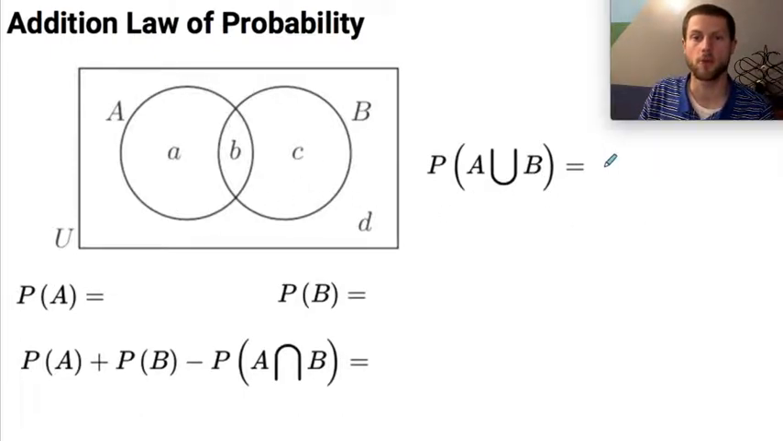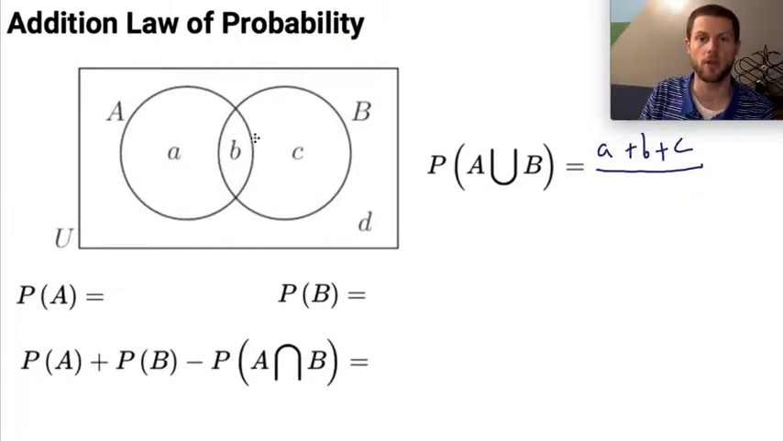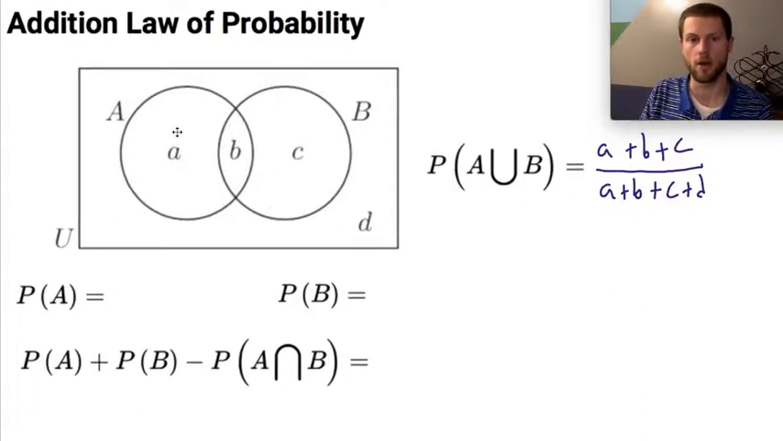So the favorable results will be A plus B plus C. All of these items are within the union of those two sets, and we'll divide by the entire sample space, which is A plus B plus C plus D. That represents all of the possibilities inside that sample space. So keep that in mind what A or B is.